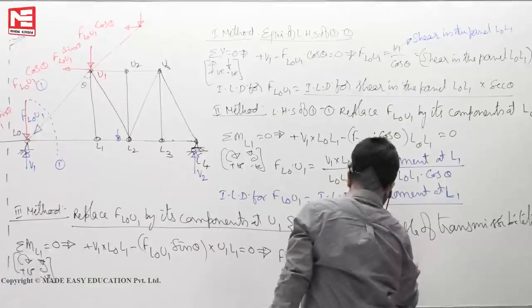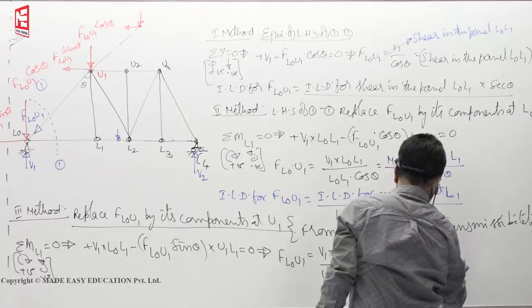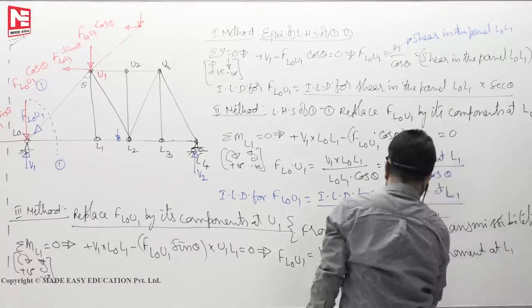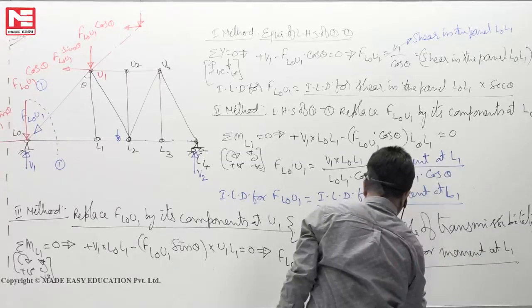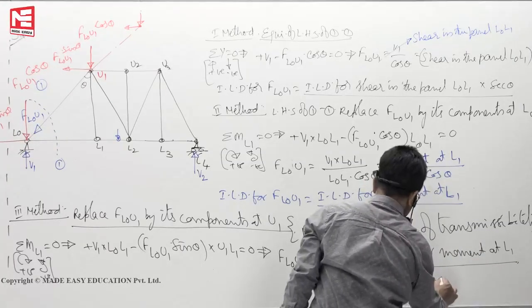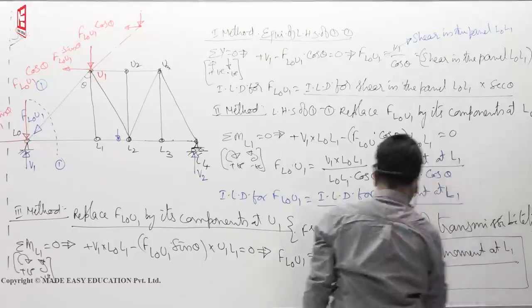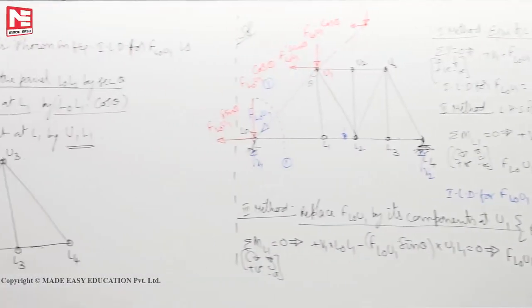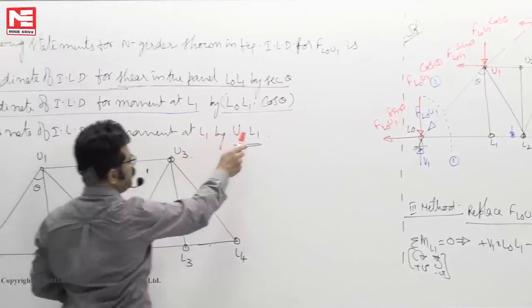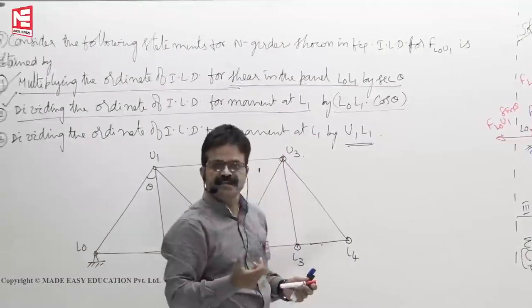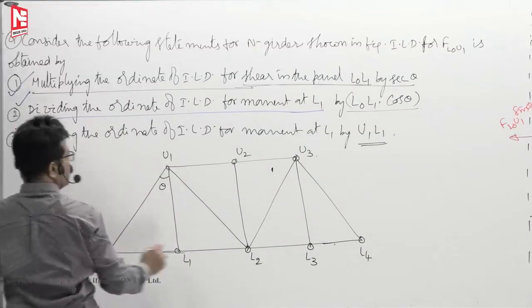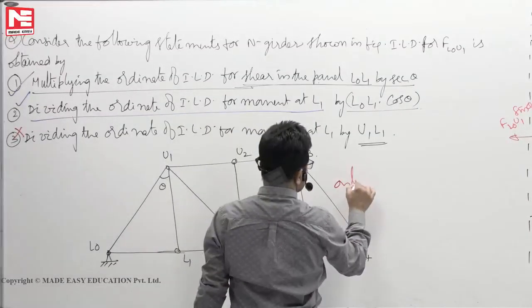This is like ILD for moment at L1 by U1 L1 sin theta. See here, the third one: I am dividing the ordinate of ILD for moment at L1 by U1 L1, that sin theta is missing. That means the third statement is wrong. So only 1 and 2 are correct.